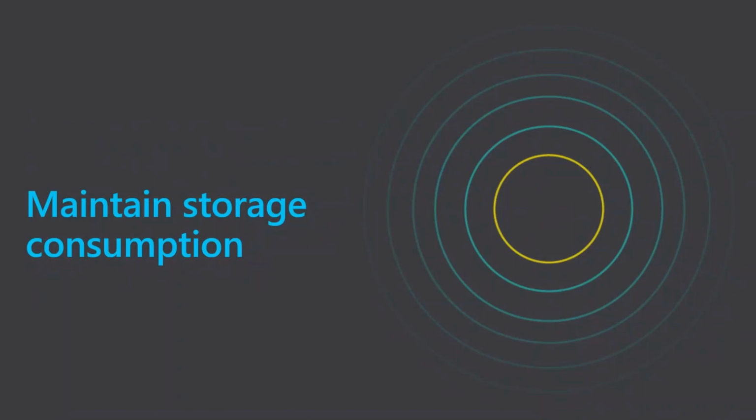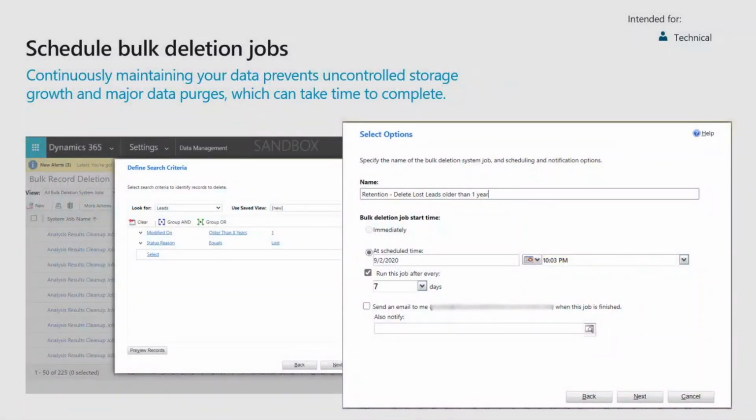Once you have reduced your current consumption, it's important that you maintain your storage consumption. Maintaining storage is much easier than having to do drastic reduction efforts. The main tool to maintain data within an environment is through recurring bulk delete jobs. These run periodically to clean up the data within an environment. These should be based on the retention policies you created.